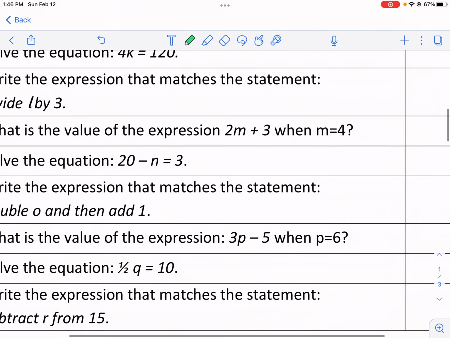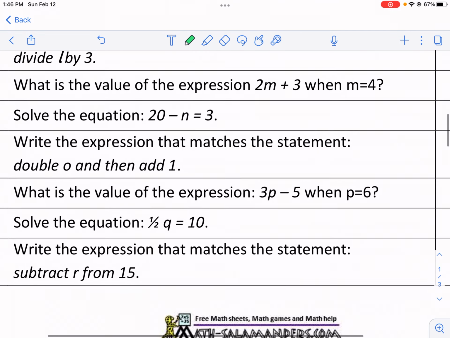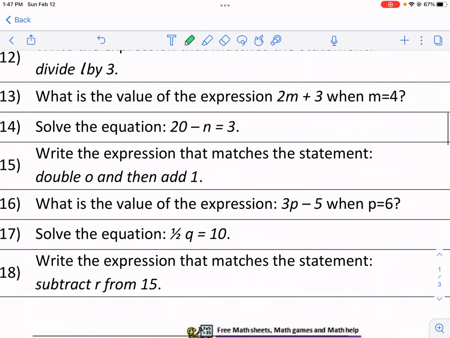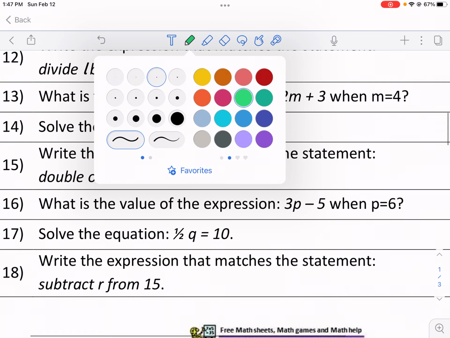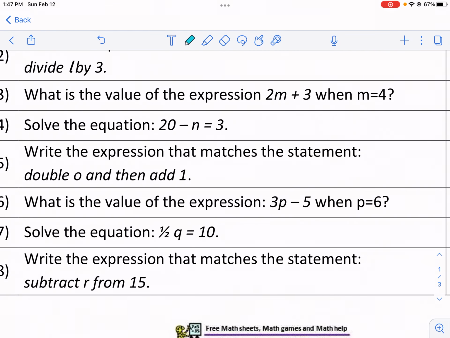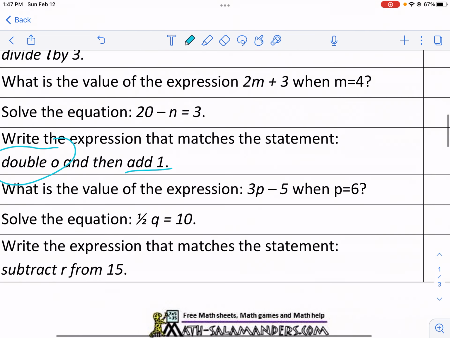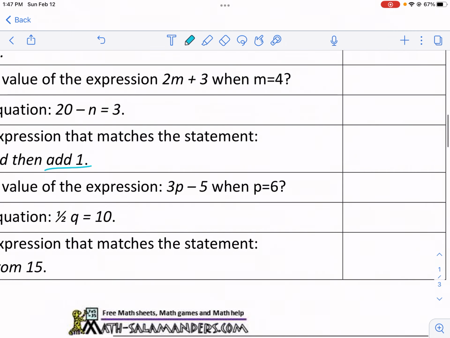Let's do one more, maybe one from the bottom that's a little tougher. Looking here. Ooh, how about number 15? This is an expression one. Write the expression that matches the statement. Double o and then add 1. What does that mean? Double o and then add 1. We're going to do 2 things here. So doubling, first off, when we're doubling something, we are multiplying by 2. So we have 2 times o, and then we add 1.